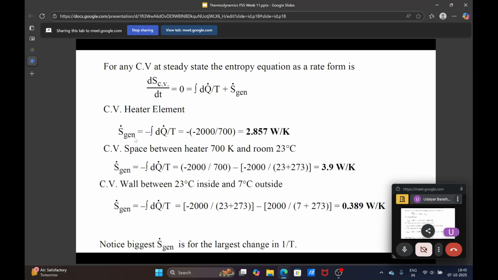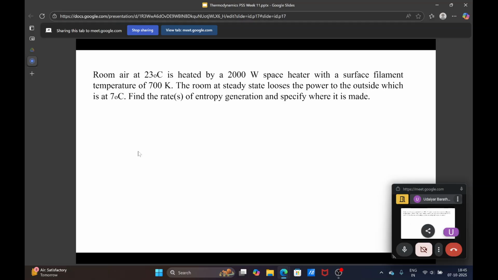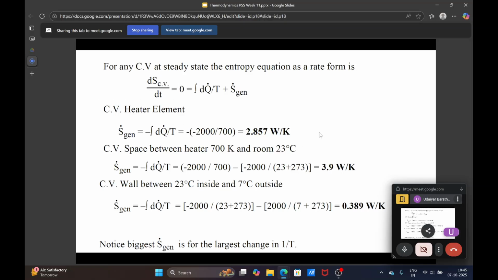And then applying to the space between the heater and the room, which is at 23 degrees Celsius. Heat is coming in at 700 degrees Celsius and going out at 23 degrees Celsius. So the entropy generated because of this heat transfer is minus 2000 divided by 700 minus of minus 2000 by 296. So that gives you 3.9 watts per Kelvin. That is the entropy generated because of the heat transfer in the ambient or the room.